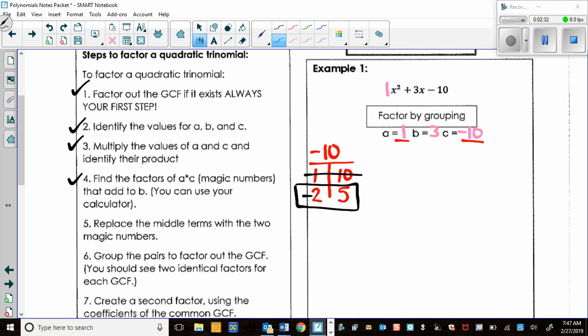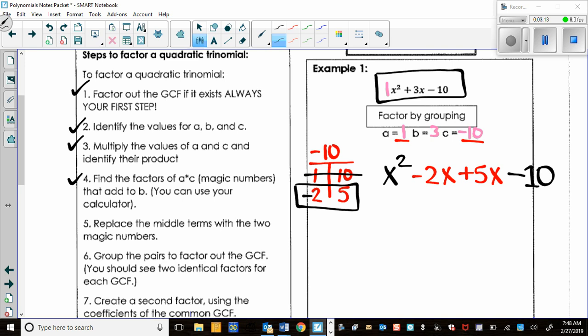Okay, what you're going to do, step 5 says replace the middle terms with the two magic numbers. So let's go back to this trinomial up here. I'm going to go ahead and write x squared, because that one, it's not the middle term, that's the leading term, so that's going to stay the same. But I'm going to go ahead and write -2, so I'm going to include an x. Okay, and I'll explain my reasoning in a second. Then my next term I'm going to write is +5x. And then my last term that's the same is -10. I'm going to do that so you guys can see it.